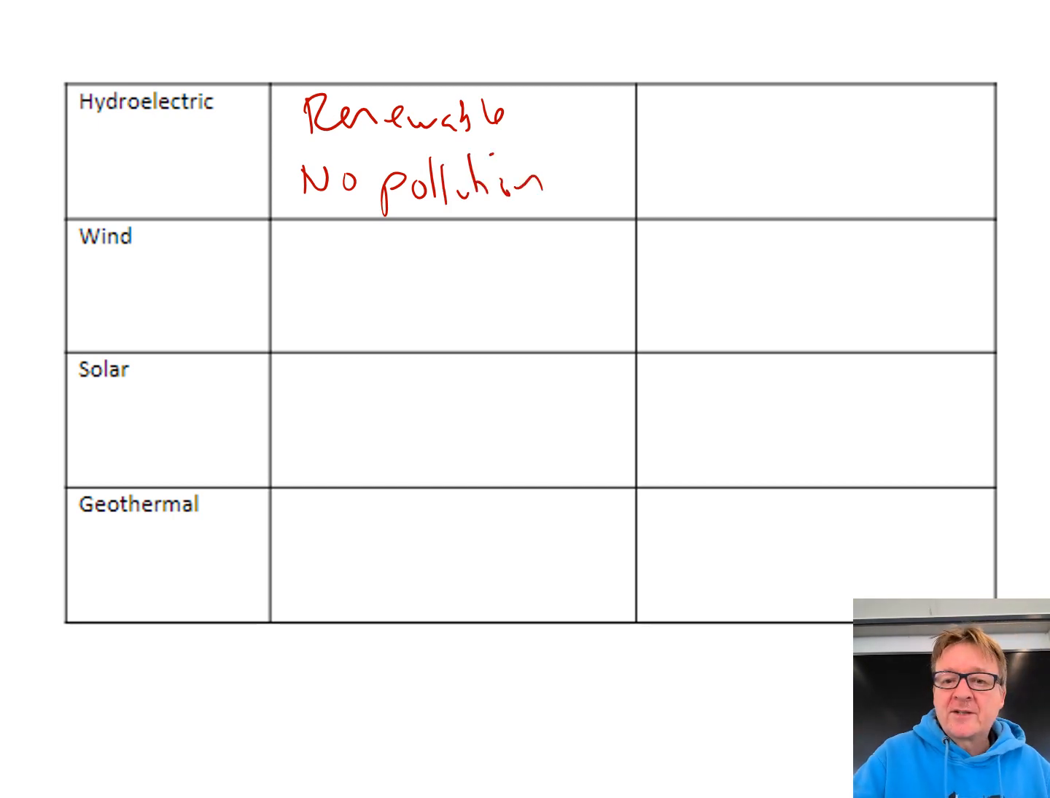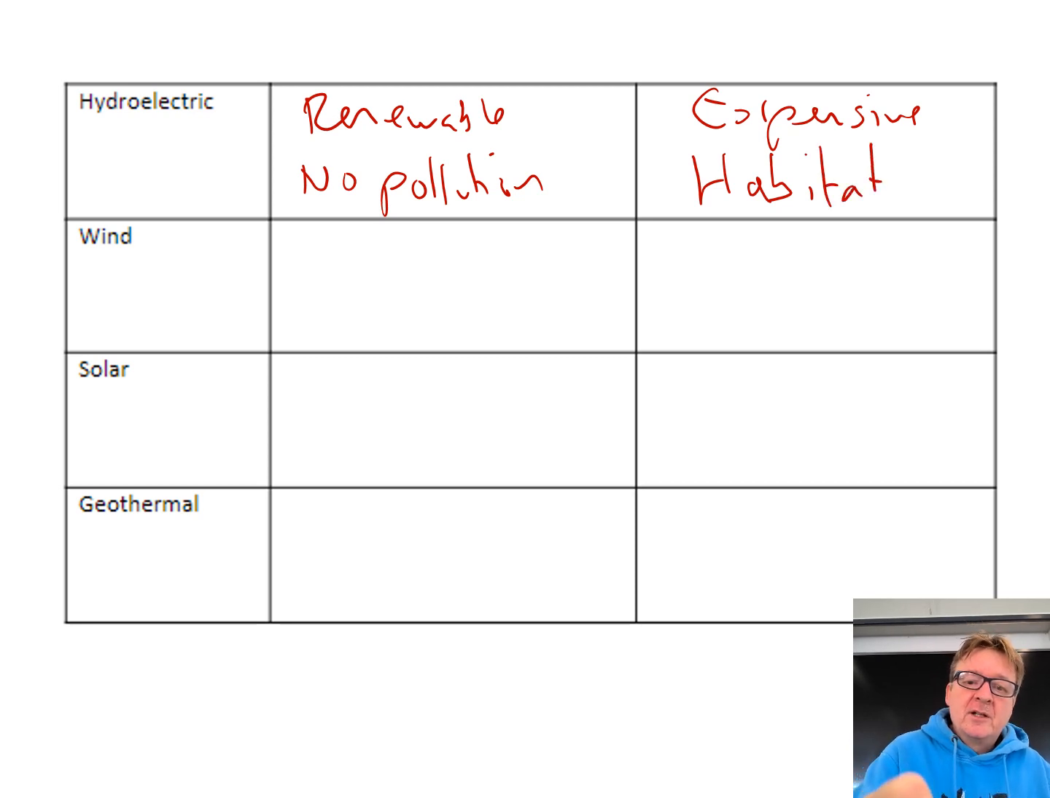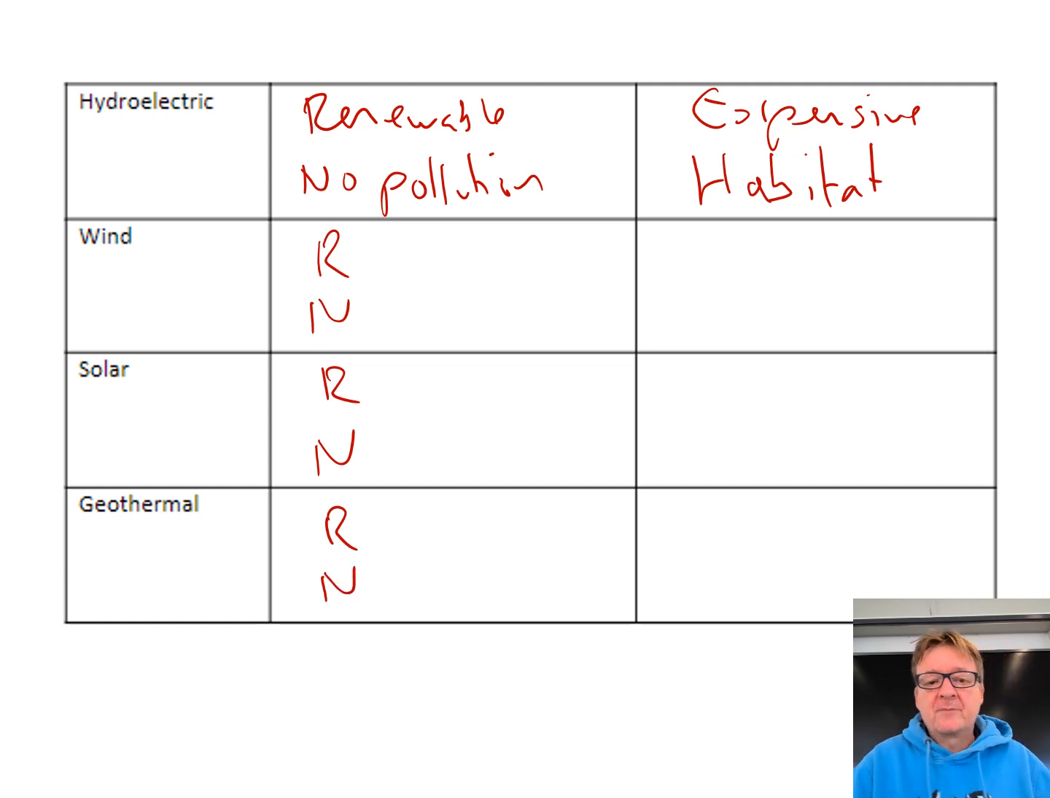Disadvantages with hydroelectric is it's expensive to set up. If you think, it's going to be a dam, and because you're building a dam, you also ruin habitats. Wind: renewable, no pollution. Solar: renewable, no pollution. Geothermal: renewable, no pollution. Bit of a cheat, you can't do that, but I can.